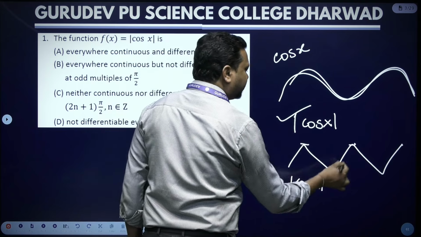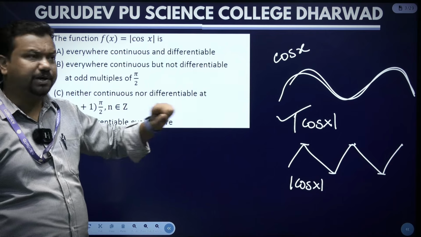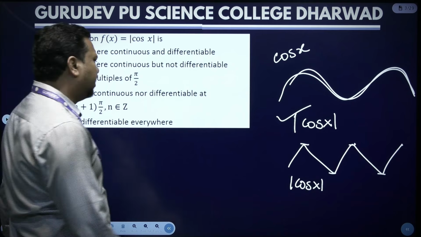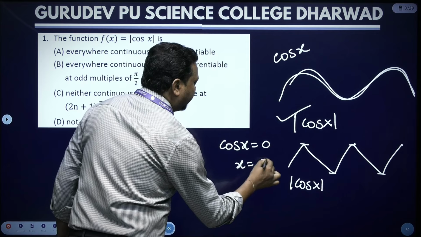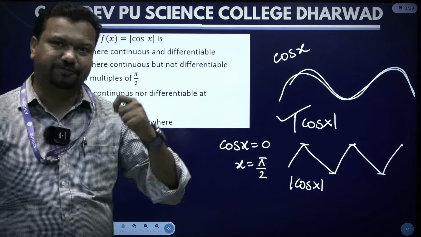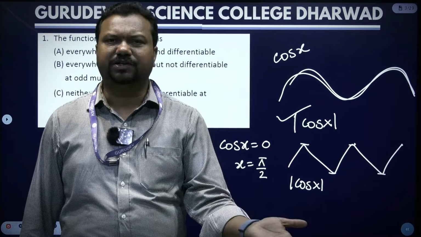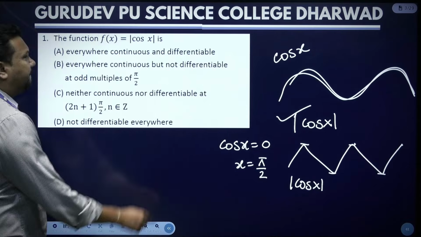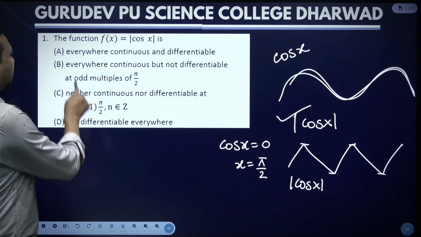As it is having sharp edges, this function cannot be considered differentiable at certain points. Now, the question is, at which points is this function not differentiable? For that, let us take a simple example. When cos x becomes 0, you know that x is equal to pi by 2, that is 90 degrees. So cos 90 degrees is 0. Hence, for all odd multiples of pi by 2, that is pi by 2, 3 pi by 2, 5 pi by 2, 7 pi by 2, the function should remain sharp at that particular point. Therefore, this function is continuous but not differentiable at odd multiples of pi by 2.